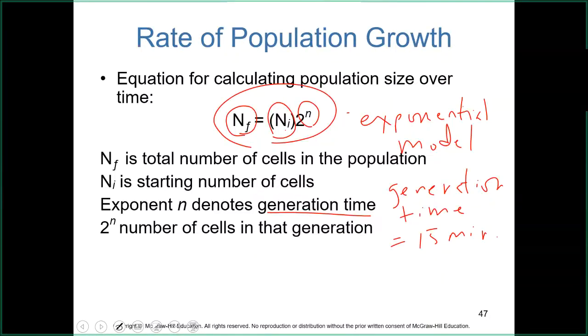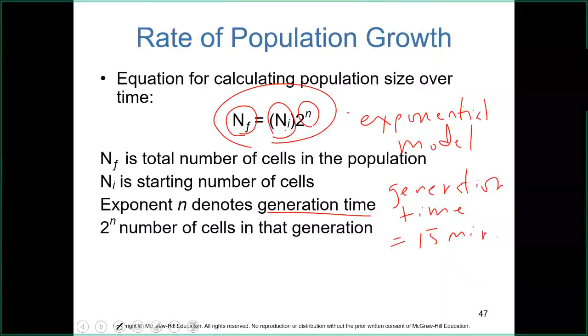Then another 15 minutes on, it'll double to 40 and so on. It's going to expand every 15 minutes. That's the generation time. Another species, Y, might have a generation time of 30 minutes. So if you start off with 10, then 30 minutes later, it's going to go to 20. An hour later, it's going to go to 40.